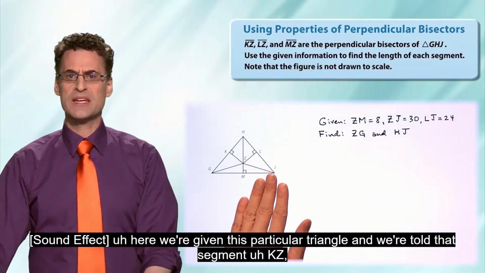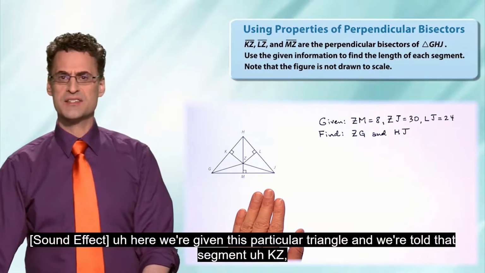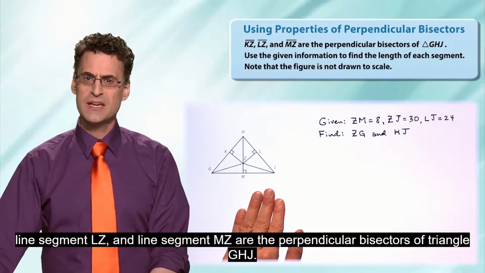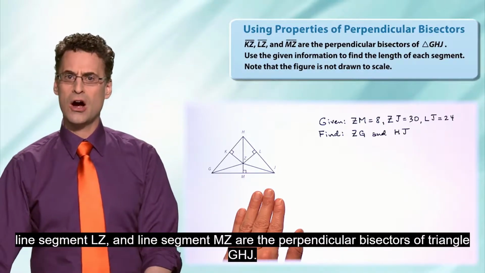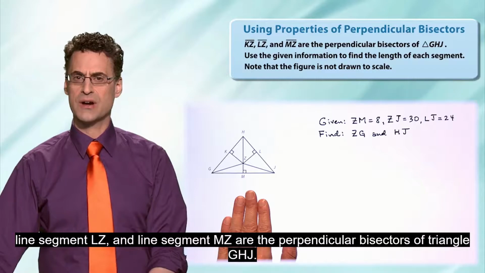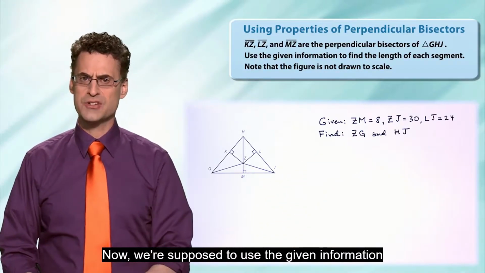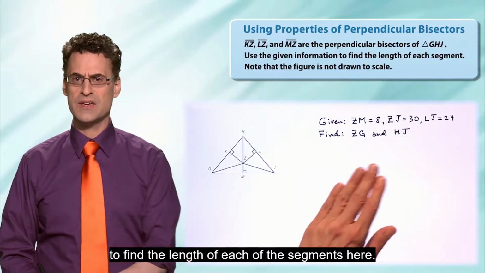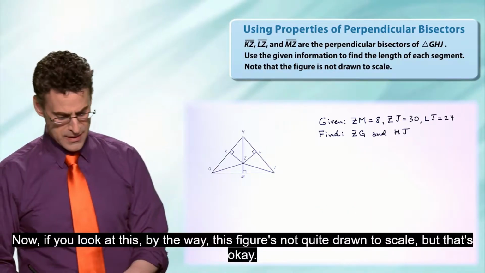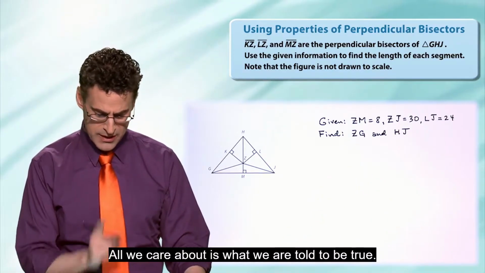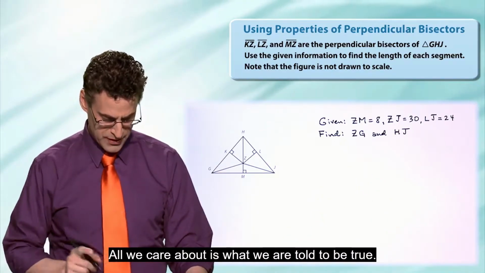So here we're given this particular triangle, and we're told that segment KZ, line segment LZ, and line segment MZ are the perpendicular bisectors of triangle GHJ. Now, we're supposed to use the given information to find the length of each of the segments here. By the way, this figure is not quite drawn to scale, but that's okay. It doesn't matter. All we care about is what we are told to be true.